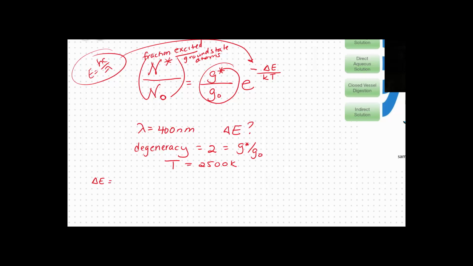Well, delta E is going to be equal to h, which is 6.626 times 10 to the negative 34 joule seconds, times c, which is the speed of light in a vacuum, 2.998 times 10 to the 8th meters per second. And all of that is going to be divided by the wavelength, but we have to convert that wavelength into meters. So 400 nanometers times 1 meter over 10 to the 9th nanometers. And I get a delta E, or an energy, to be 4.966 times 10 to the negative 19 joules.